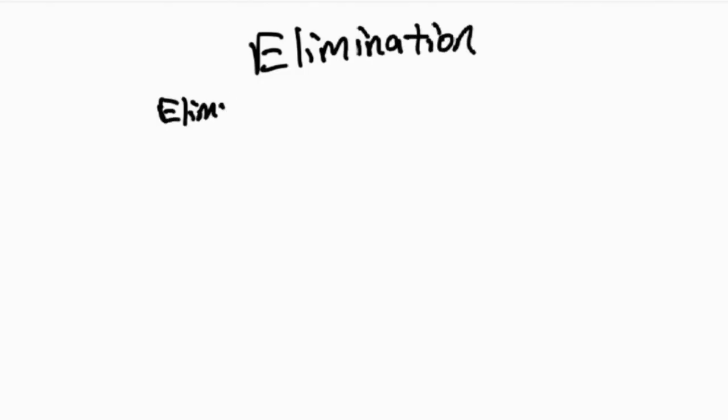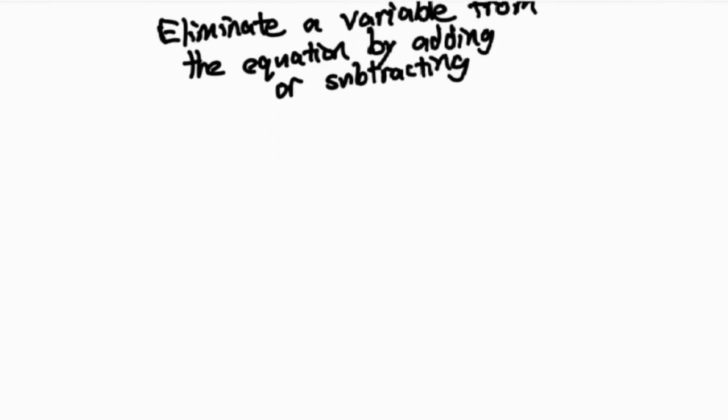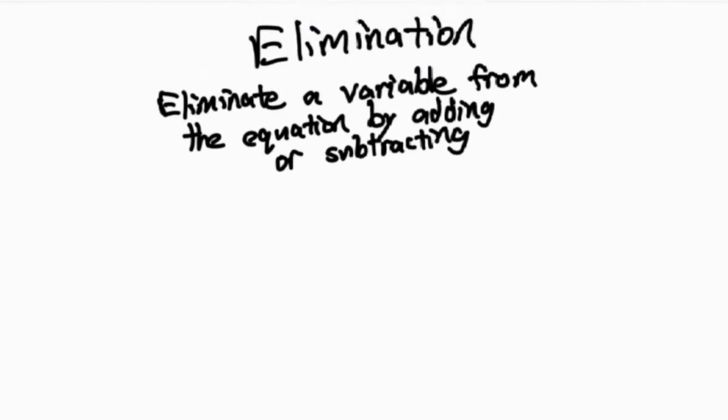What is elimination? In elimination, we eliminate one of the variables from the equations by adding or subtracting the equations from each other. Let's look at an example.